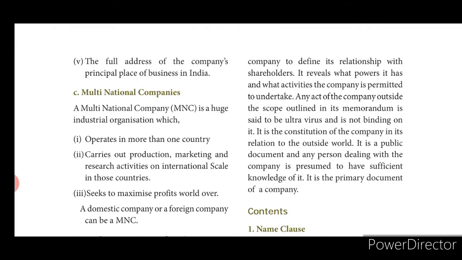The full address of the company's principal place of business, that also should be there.